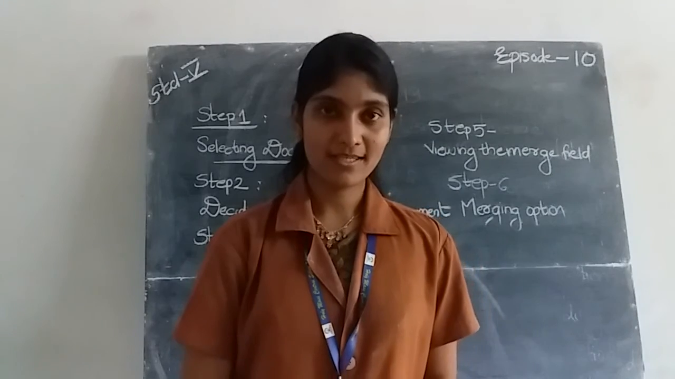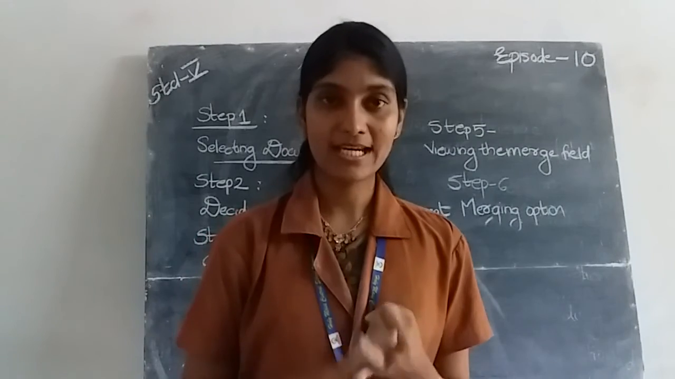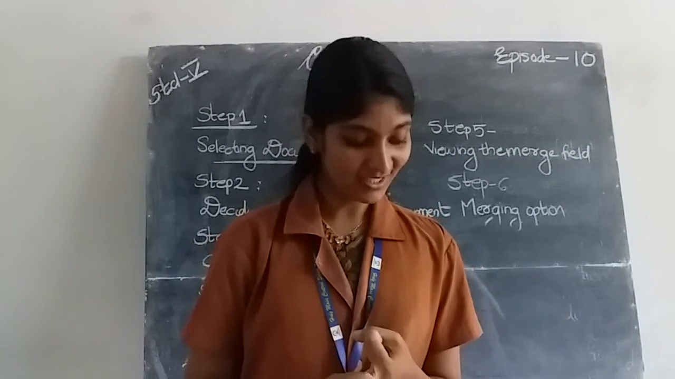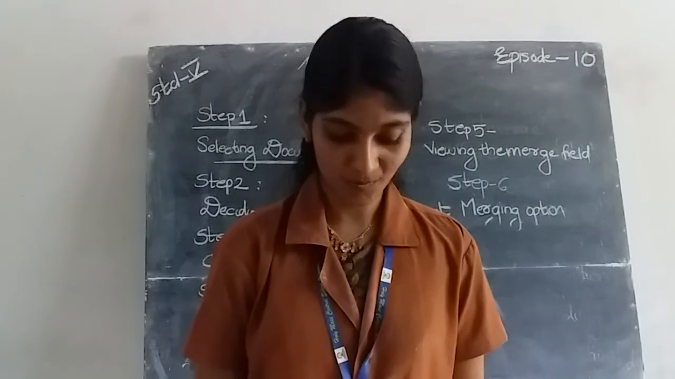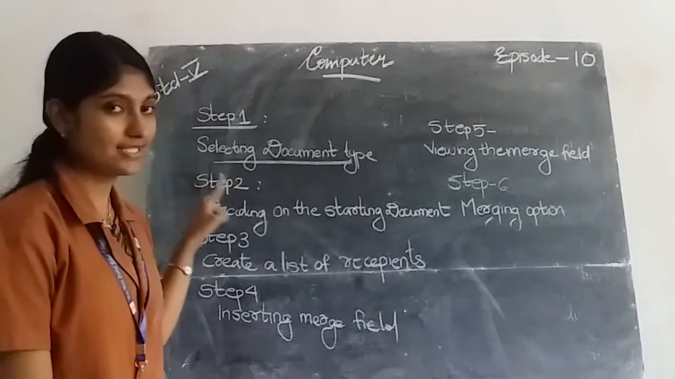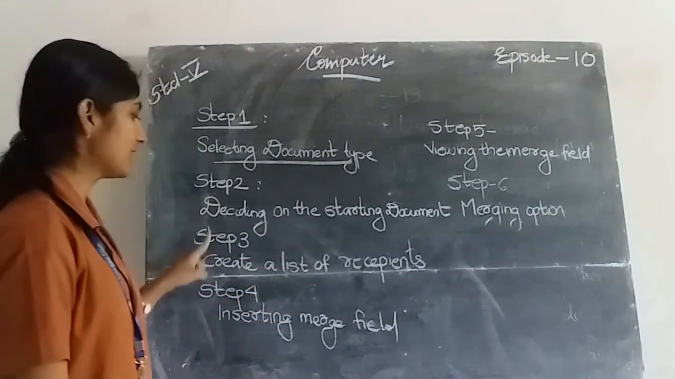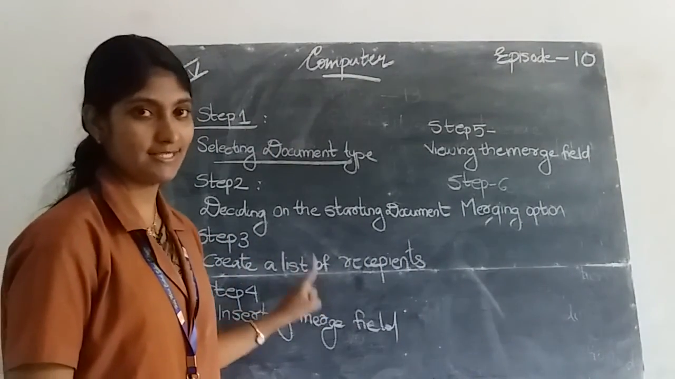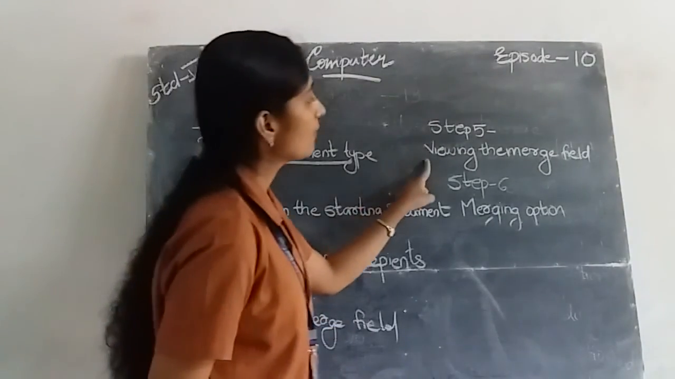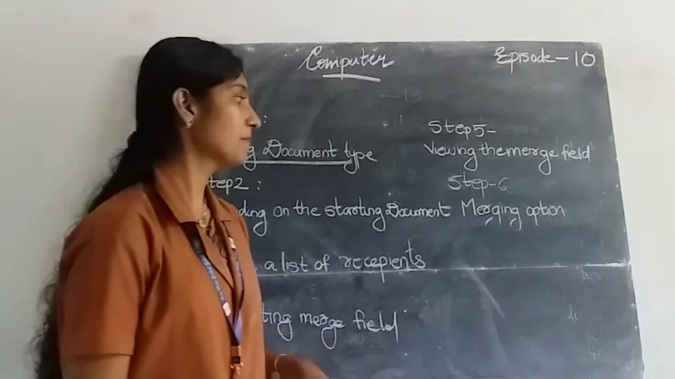Then mail merge. What are the steps in mail merge? First get the document, then create a recipients list, then insert merge field, and then merge both the documents. So 6 steps. What are they? First one, selecting the document type. Step 2, deciding on the starting document. Step 3, create the recipients list. Fourth one, inserting merge field. Fifth one, viewing the merge field. And sixth step, merging option.